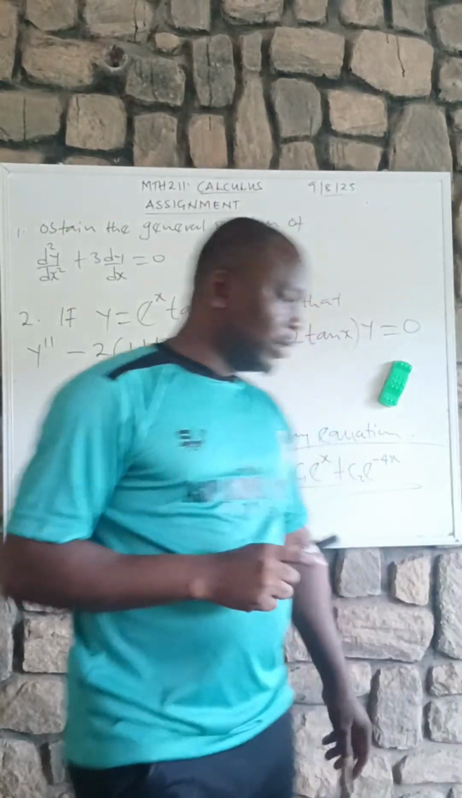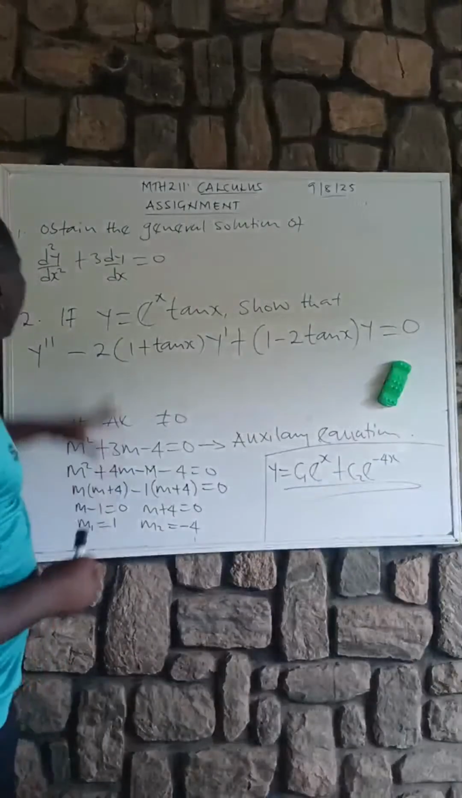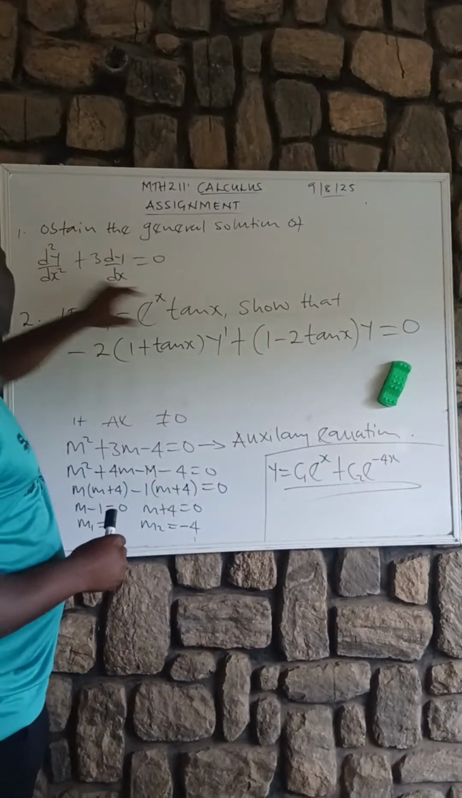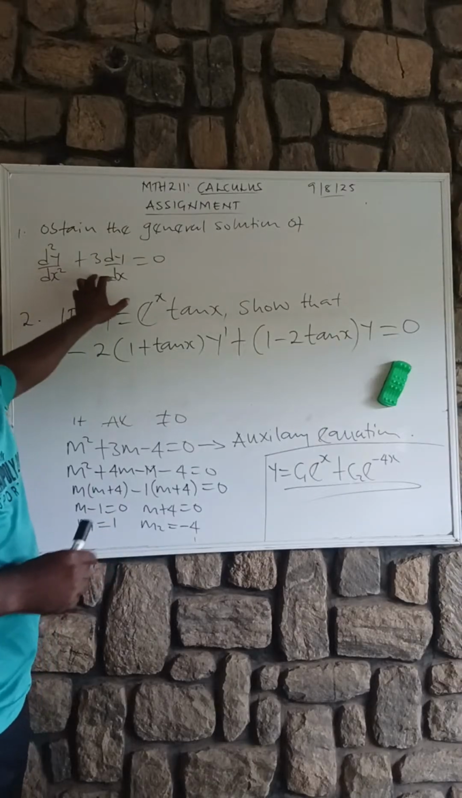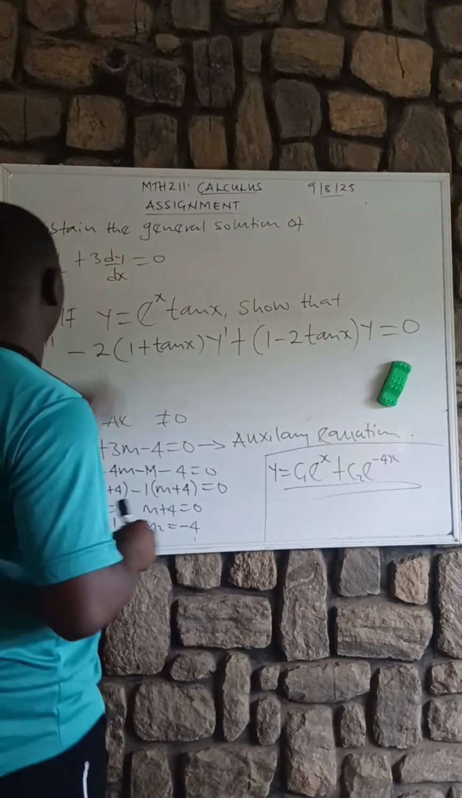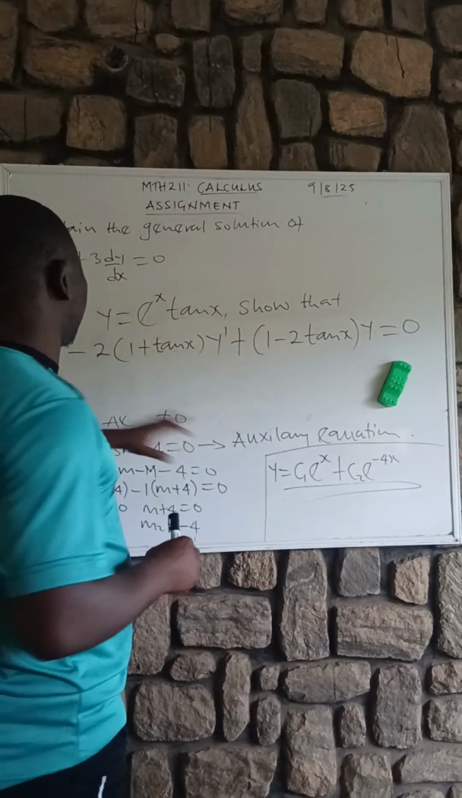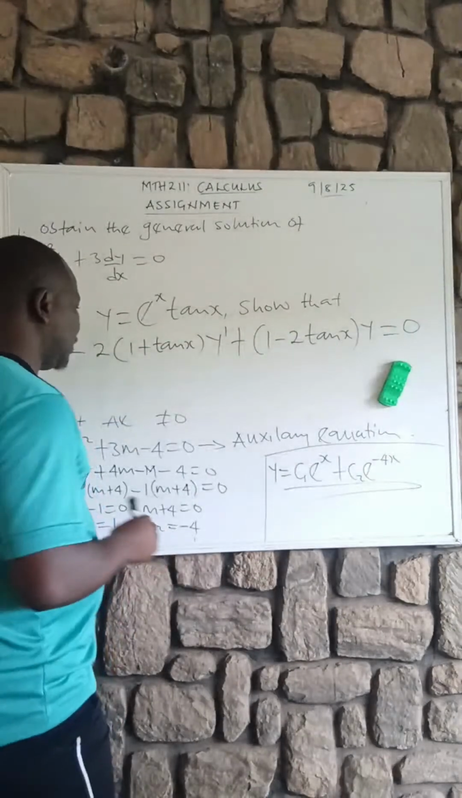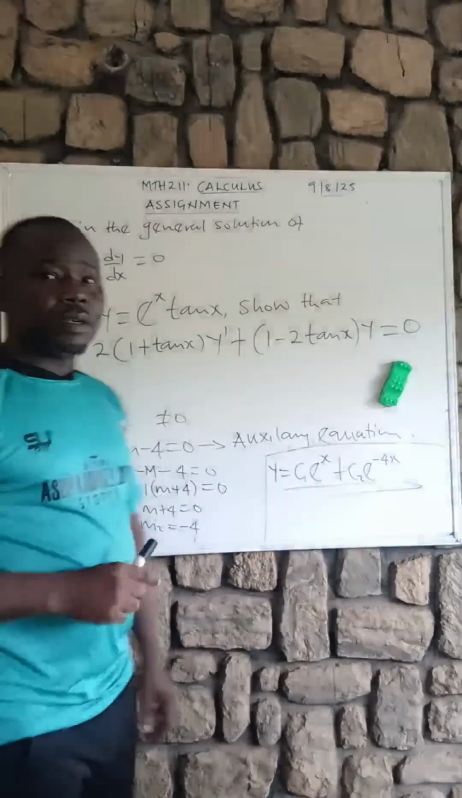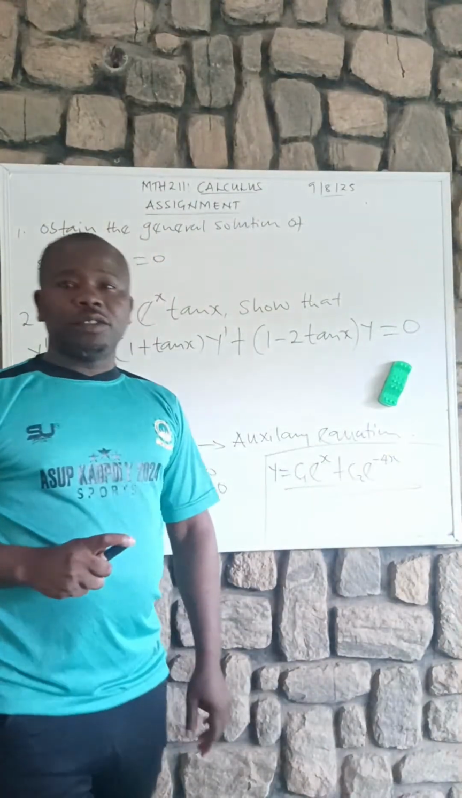Let me go through it again. So they say obtain the general solution of this differential equation. This is a second order differential equation. Then another one, if y equals this, show that this is equal to this. Okay, so we are going to stop here.